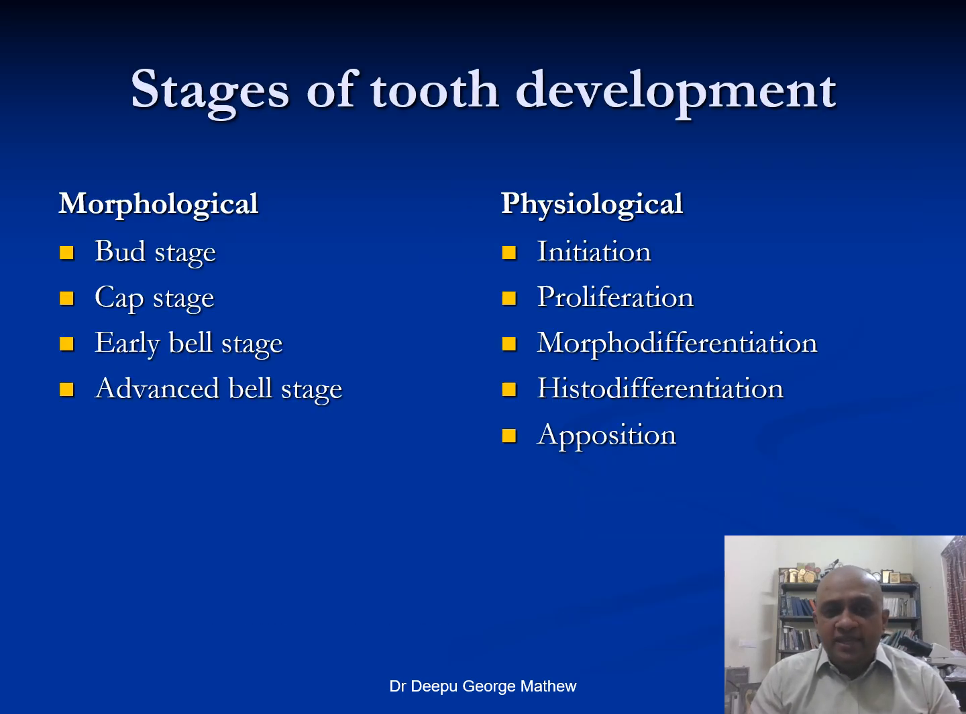So if you talk about the stages of tooth development, there are morphological stages of tooth development, which is what we commonly use, and there are physiological stages of tooth development. When an essay question is asked, you have to write both, and you have to enumerate both. Enumerate means you don't have to explain each stage, you just have to give the names. So you have bud stage, cap stage, early bell stage, and advanced bell stage in morphological, and under physiological you have initiation, proliferation, morphodifferentiation, histodifferentiation, and apposition.